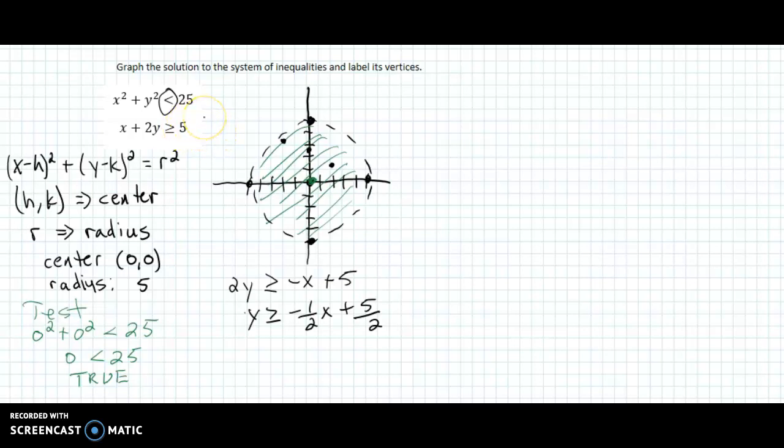And it is a solid line because it is greater than or equal to. And you can also see that here, it's greater than or equal to. And so we'll draw in this solid line. Try to make it go through those points.